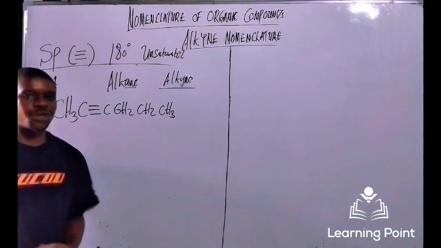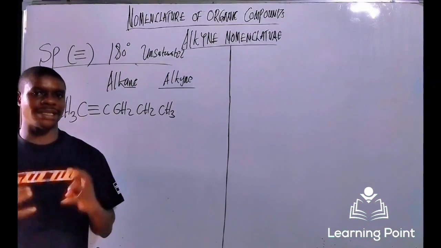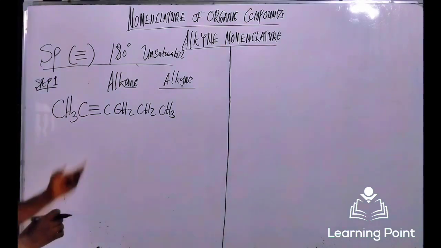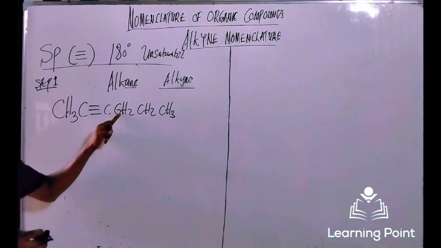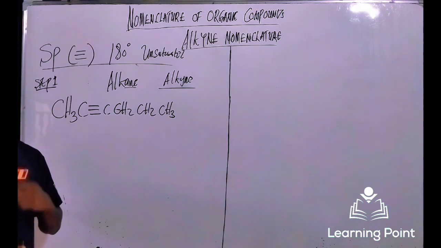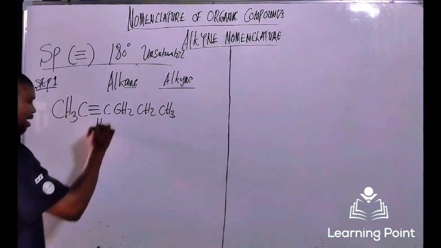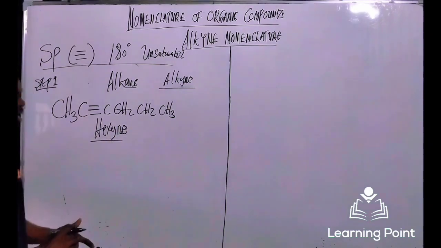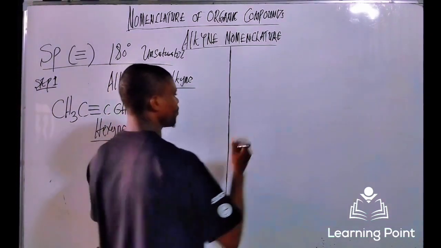You see that? It now depends on the number of carbon atoms. So if for example here we have 1, 2, 3, 4, 5, 6, which is going to be hexyne. It's called hexyne.